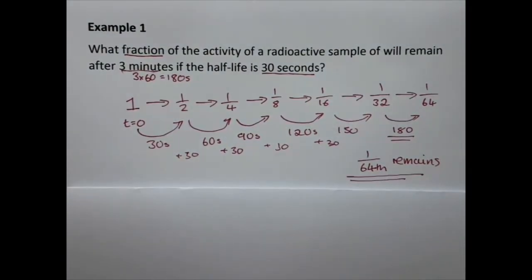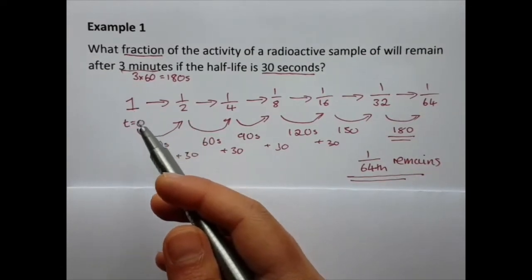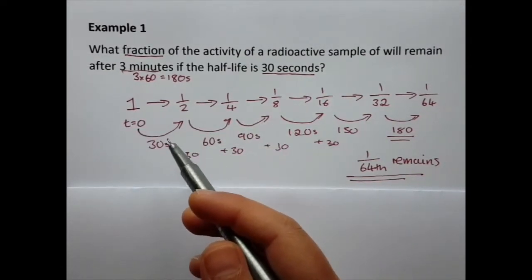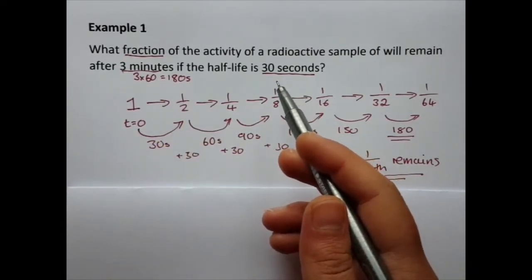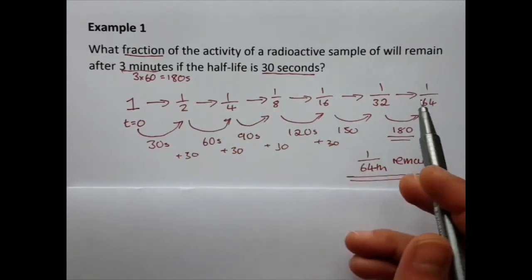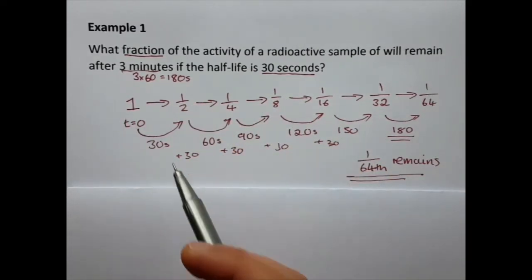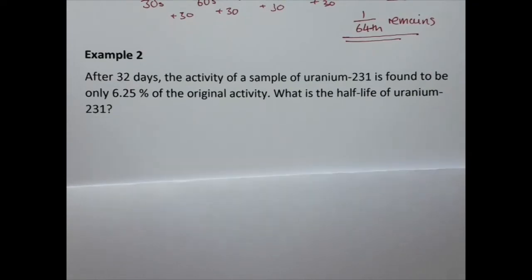Okay, so when I'm laying out my working like this, each of these curly arrows going from one fraction to the next, that represents one half-life. So in 180 seconds, we've gone through 6 half-lives, and that leads us to 1/64th of the original amount. Okay. So we're going to look at example 2 now.